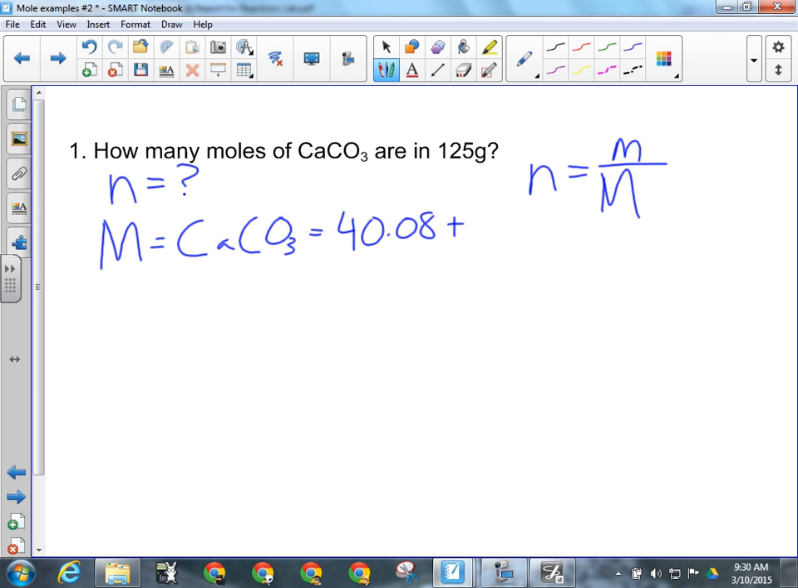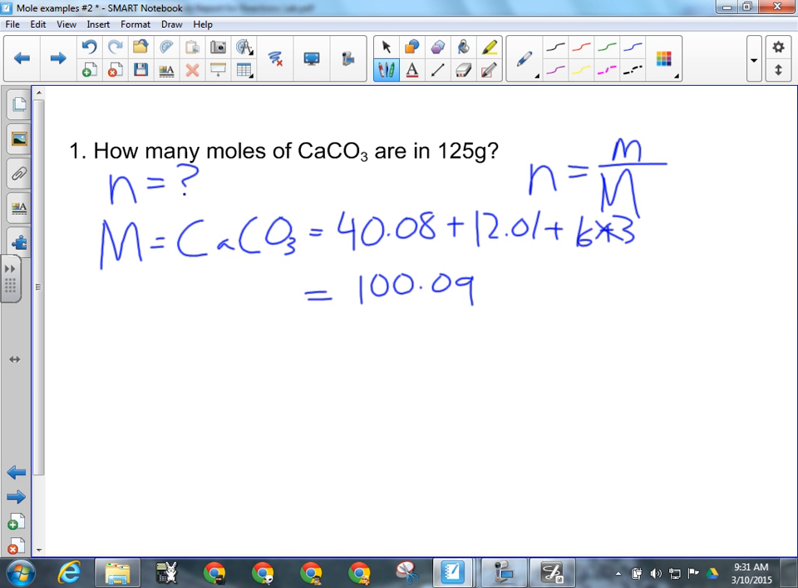Okay, how many carbon are here? 1. Okay. How many oxygen are here? 3. Oh, not plus, times 3. Okay, 16 times 3. All right, so when we add all those together, we got 52.09 plus 48 is 100.09, right? Someone double check my math. I should not add in my head. It's a really bad idea. Someone else check my math.